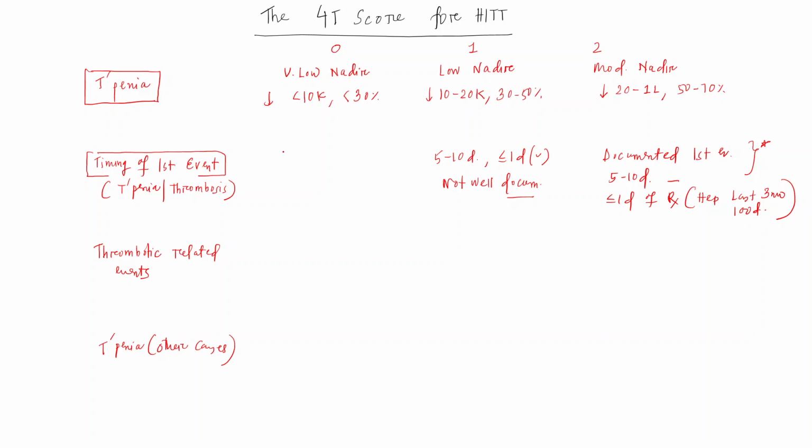Then if it is happening before 5 days, that is less than or equal to 4 days, it is given a score of 0, unless the patient was exposed previously to heparin within the last 3 months. So if it happens within 4 days, unless the patient was exposed to heparin in the last 3 months, it is given 0 points, because it is highly unlikely for HITT.